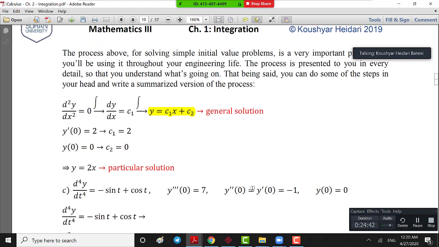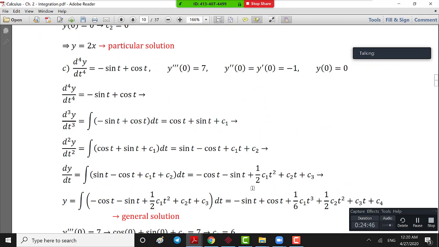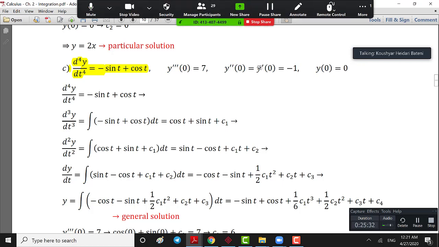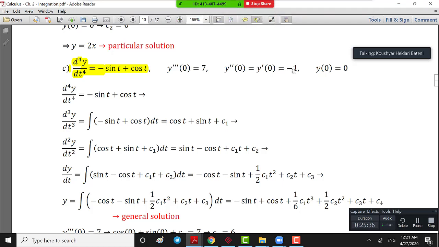Okay. So, part C. What do we have here? What we have is this. The differential equation that we have here is d4y over dt4 is equal to minus sine of t plus cosine of t, right? Because the derivative here is of order 4, in order to find the particular solution, we're going to need 4 initial conditions. Here we have 4 initial conditions. y at 0 equal to 0, y prime at 0 equal to 2, y double prime at 0 is equal to minus 1, and y triple prime at 0 is equal to 7.